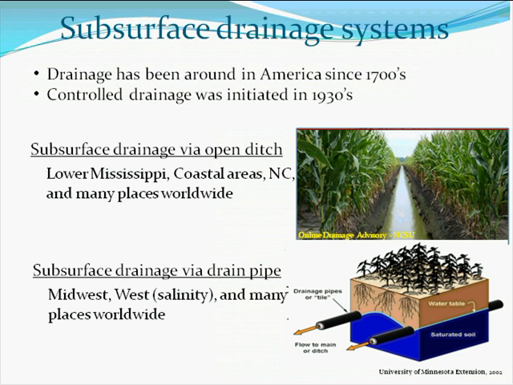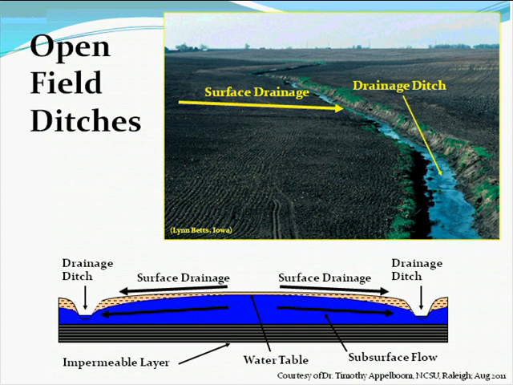So here's a picture I have of a drainage ditch in action. Now these open ditches are usually relatively deep, so they can reach the water table. Now, we could also have subsurface drainage by a drain pipe, and this is more prevalent in the Midwest, in the West for salinity control, and again in many parts of the world. And here's a better drawing that I borrowed from University of Minnesota extension publications.